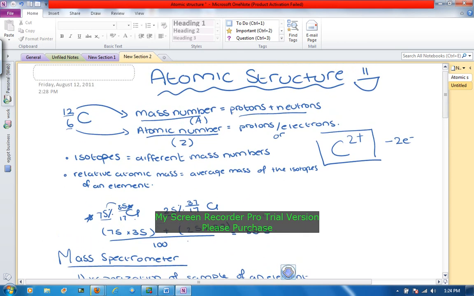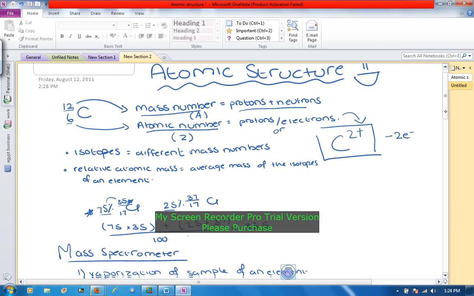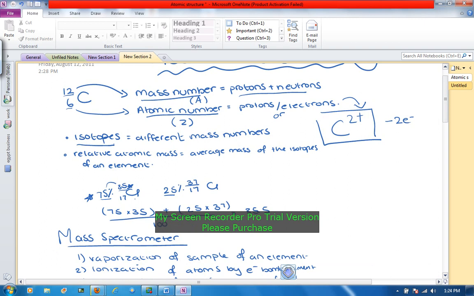So the number of protons in any element always remains constant no matter what. However, the number of electrons can change. That's why you get ions, and the number of neutrons can change as well, and that's how you get isotopes. And isotopes have different mass numbers, clearly, because they have different numbers of neutrons.